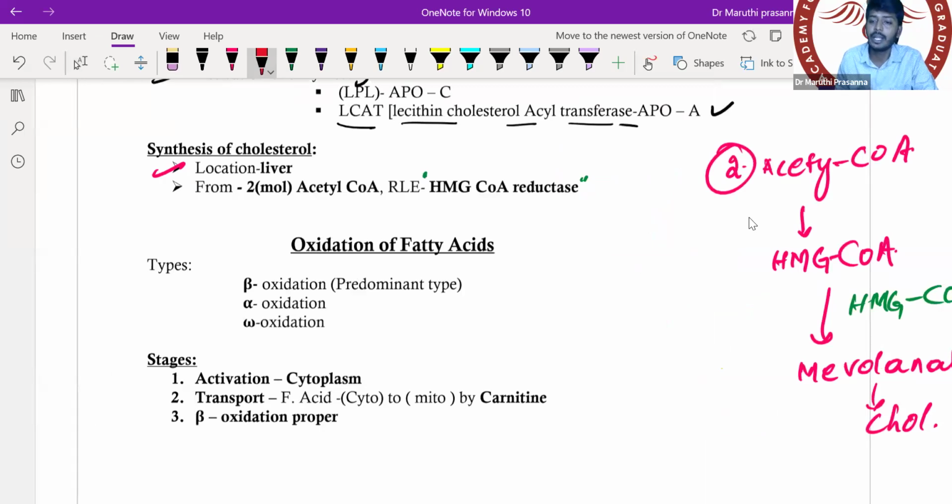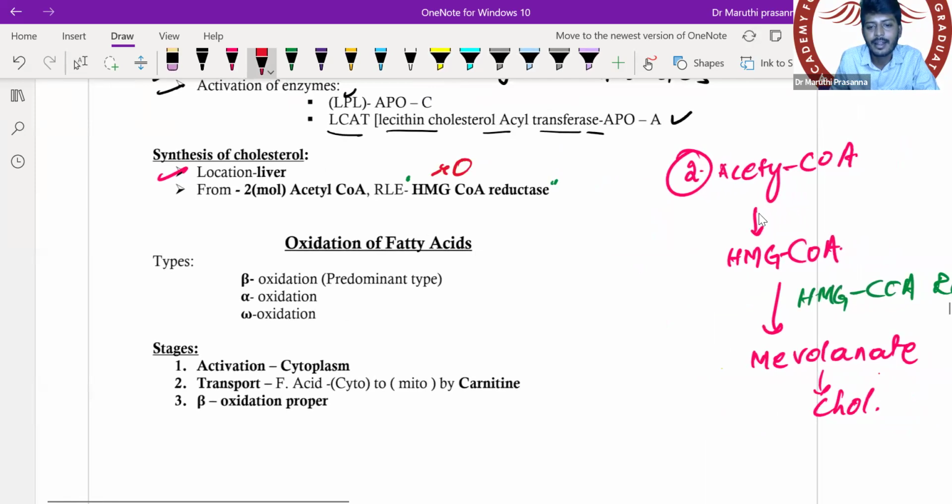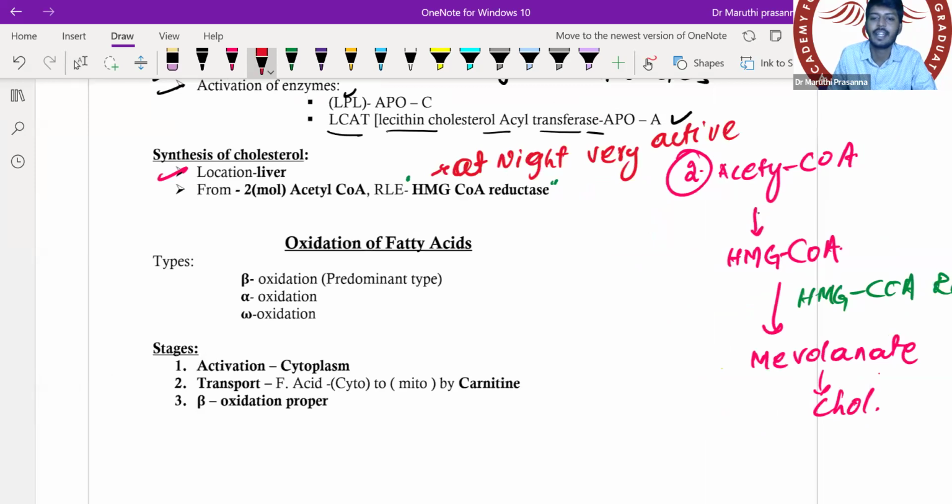Sir, what exactly is important here for us? This enzyme is active, when is it active? Active at night. It is very active at night. This enzyme is very active in the night time. I'm talking about the enzyme, active at night.